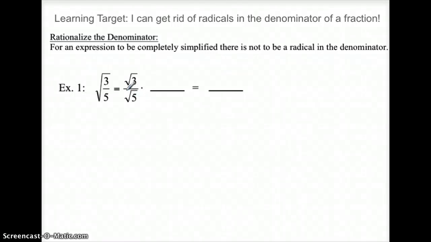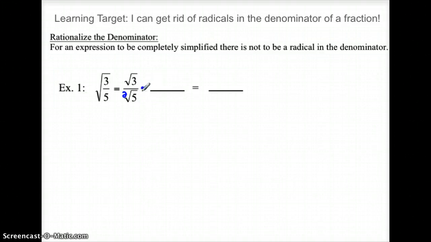Well, here's how I think about it. I realize that my root is a 2, so I need a pair of something. But underneath the radical house, I only have one 5. So what do I need to make myself a pair? I need one more 5.